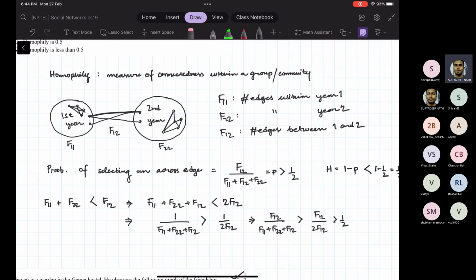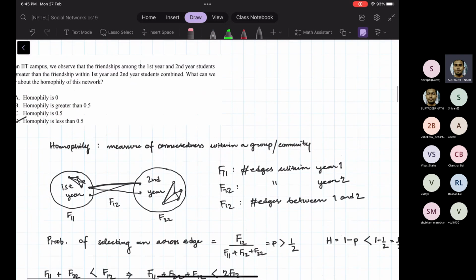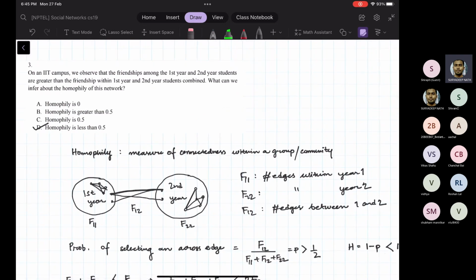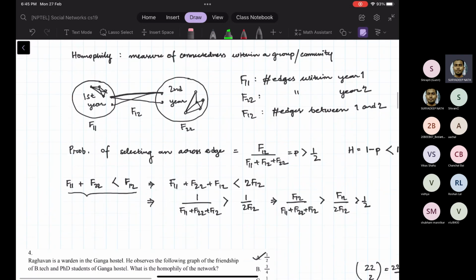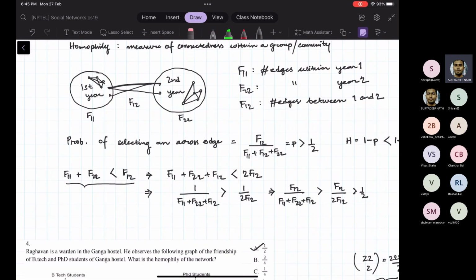Now we have been told that this inequality holds: F11 plus F22 is less than F12, because the friendships among first year and second year students are greater than within first year and second year combined. Combined is the key word here. That gives us this inequality, which means that if we add F12 on both sides, F11 plus F22 plus F12 would be less than twice F12. If you take the reciprocal, the inequality sign changes.